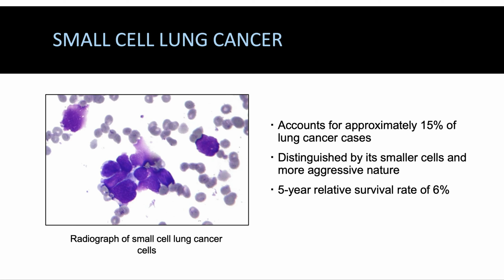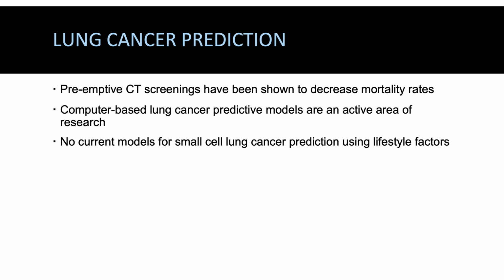If we look at small cell lung cancers in particular, which account for around 15% of lung cancer cases, we see that its aggressive nature contributes to a 5-year survival rate almost 4 times lower than that of lung cancer overall, at only 6%. The high incidence and low survival rates of lung cancer has necessitated research into its early detection and diagnosis, where it can be more easily treated.